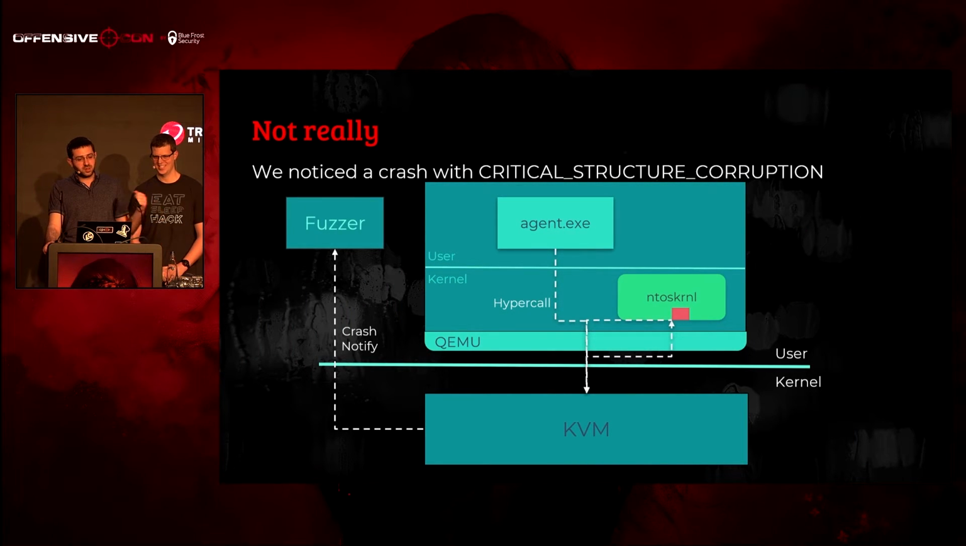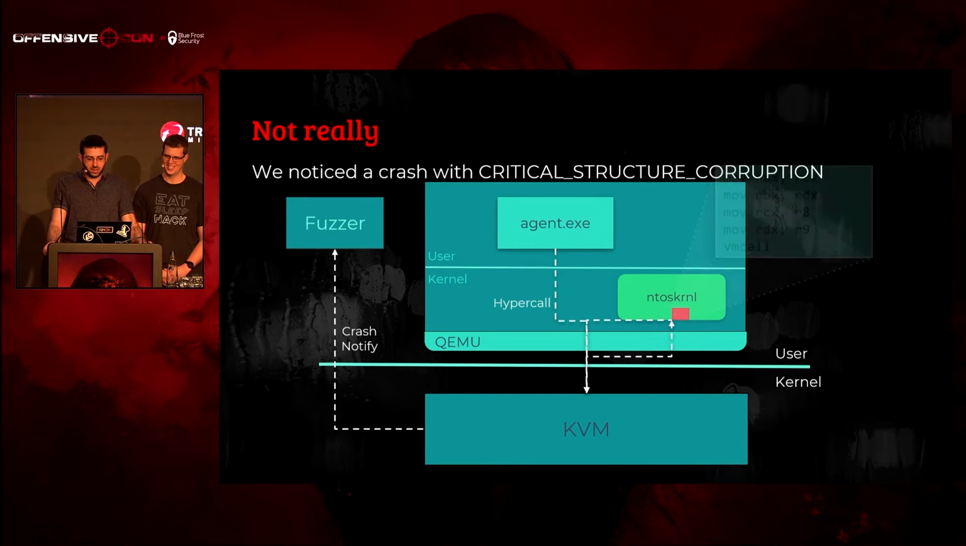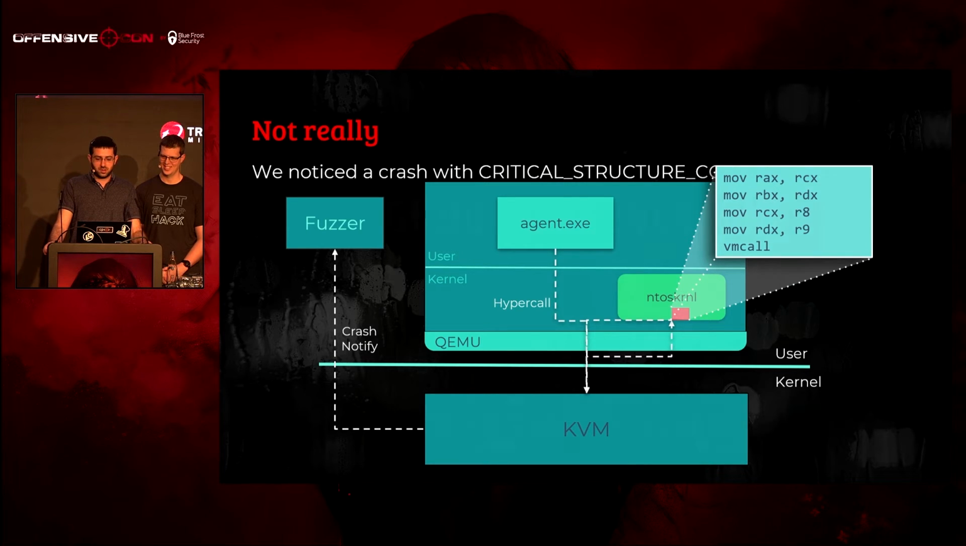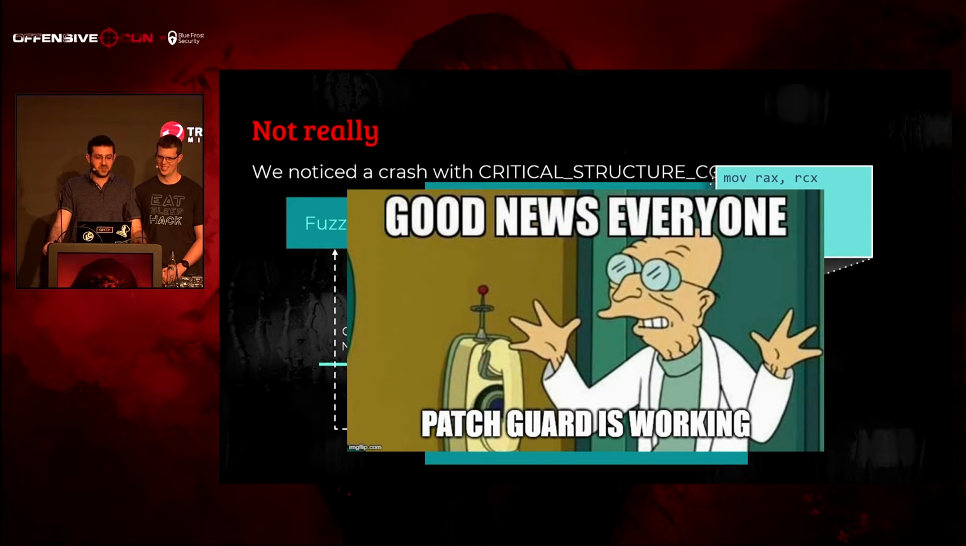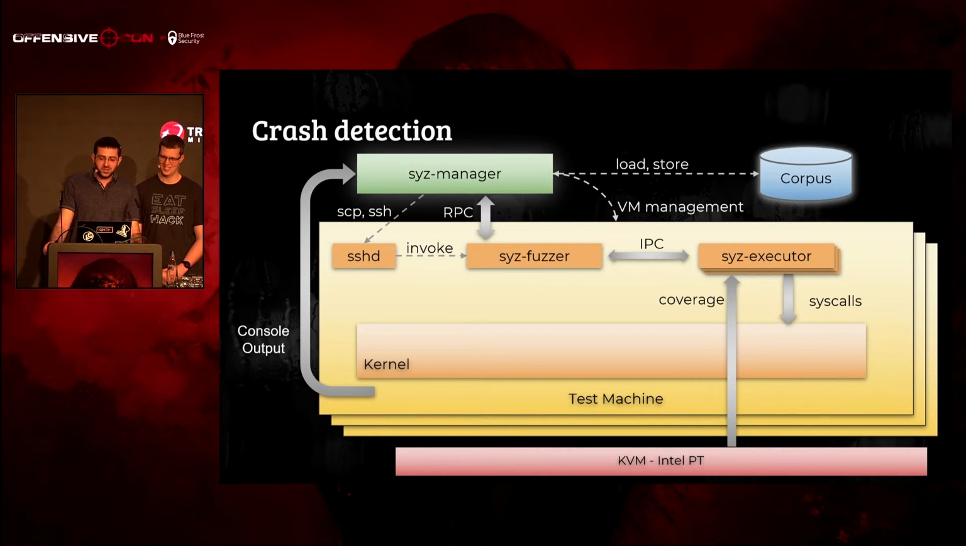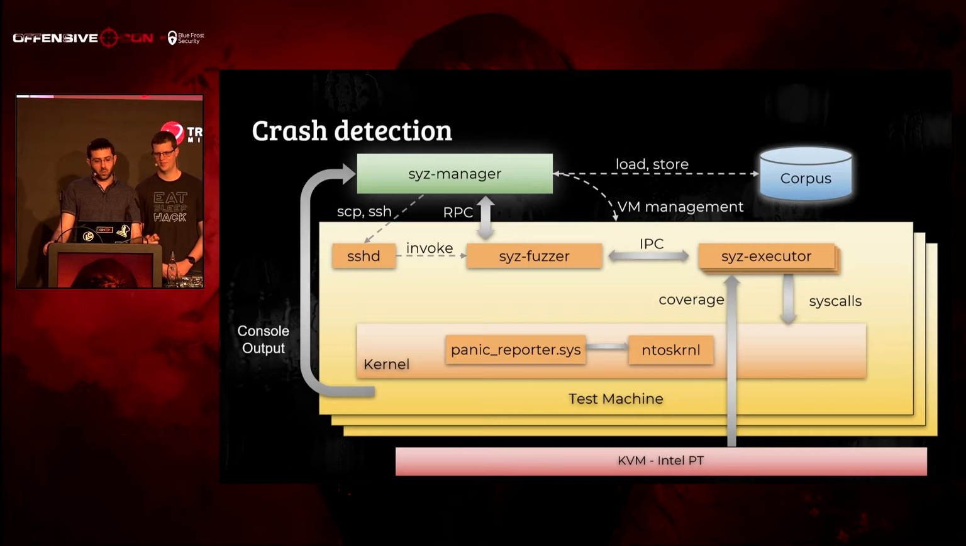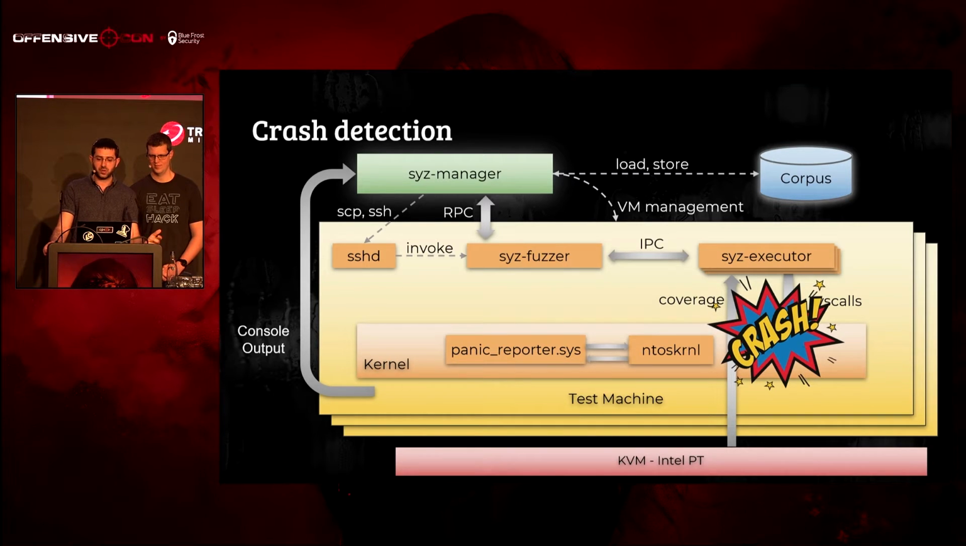So let's return to how we detect crashes. If you remember, in order to detect crashes, we added a patch to Ntos. So good news, everyone, PatchGuard is working. We first tried to enable kernel debugging, but that caused random hangs in our guest. What we eventually did was to write a small driver called Panic Reporter, which registers with Ntos a bugcheck callback using KeRegisterBugCheckCallback. So now, when the kernel crashes, Ntos will call Panic Reporter, which will issue a hypercall notifying of a crash.